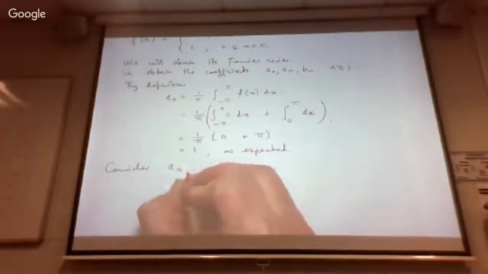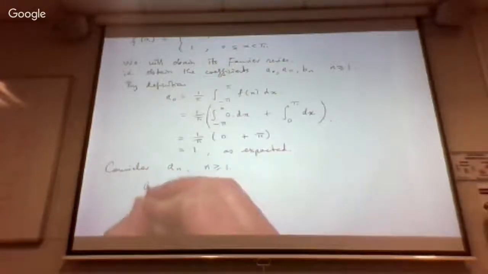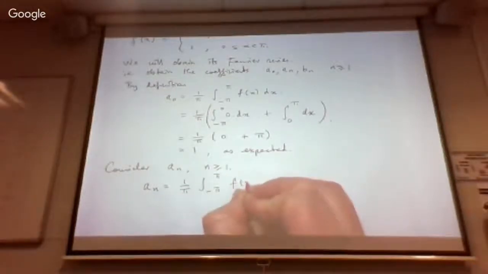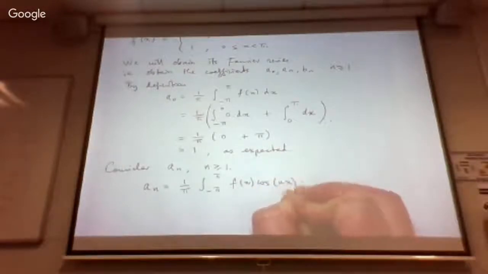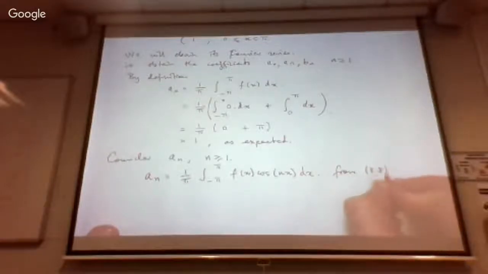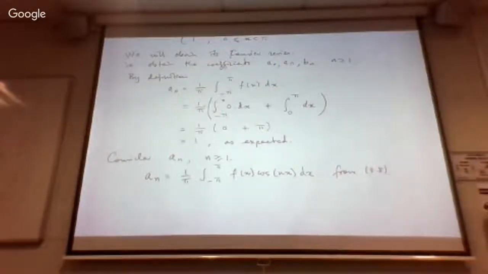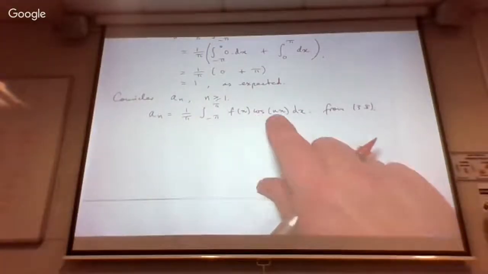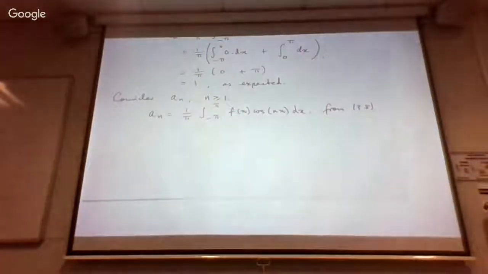So we'll consider an for any value of n bigger than or equal to 1. By definition, it's 1 over pi, the integral from minus pi to pi, of f of x times the cosine of nx dx. That's the coefficient formula from equation 3.8, page 60. So we're integrating the product of f of x with the cosine of nx. This becomes an exercise in integration.